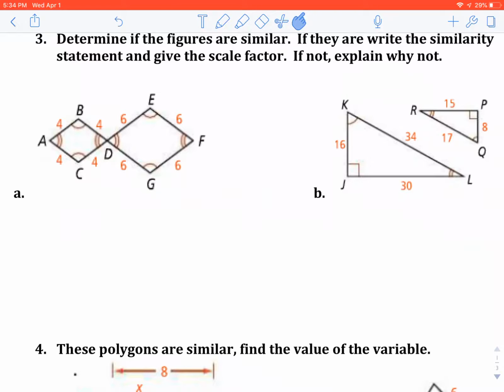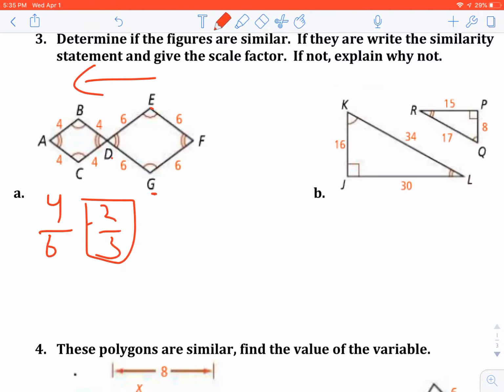So, this one's pretty easy. You could just take this figure and literally slide it over, right? D would fall here, C and G, B and E, A and D. If you were to do that in your brain, all the angles that match up would be congruent. And then every single side gives you a scale factor of 4 to 6. Now, if I tell you to reduce that, you divide it by 2, you get 2/3. The scale factor is 2/3, or if you work it the other way, it would be 3 to 2. But nonetheless, it's all the same.